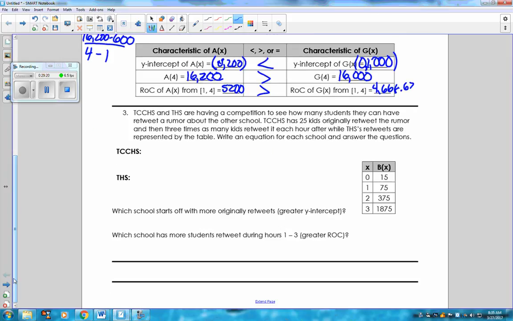Alright, so the next problem says that Thomas County Central and Thomasville High are having a competition to see how many students they can have retweet a rumor about the other school. Thomas County Central has 25 kids originally retweet the rumor. And then 3 times as many kids retweet it after each hour. Thomasville High retweets are represented by the table given. So this is Thomasville High.